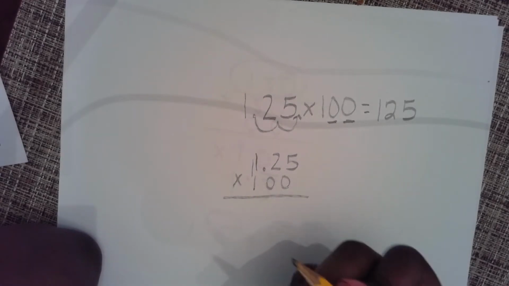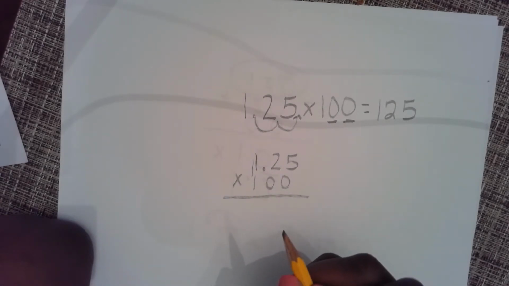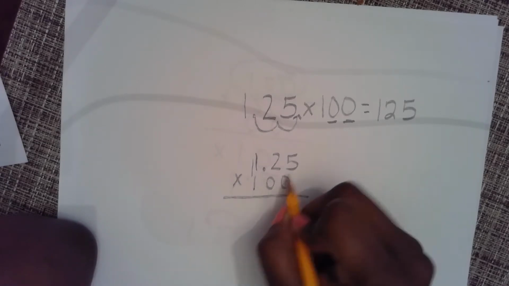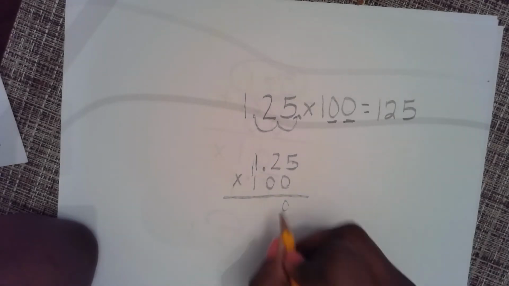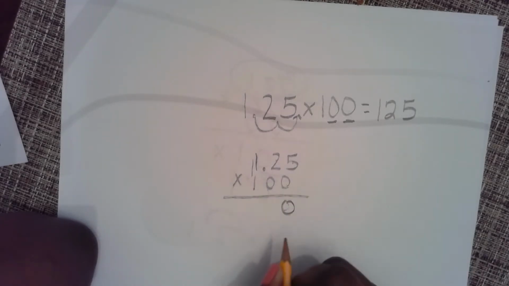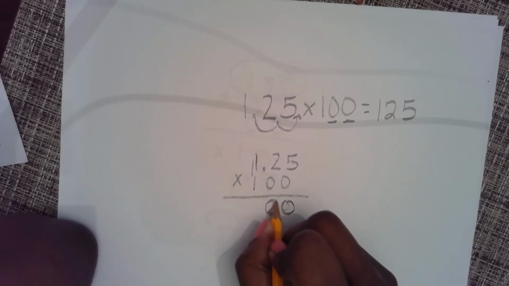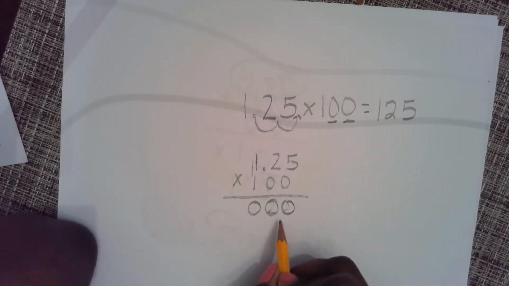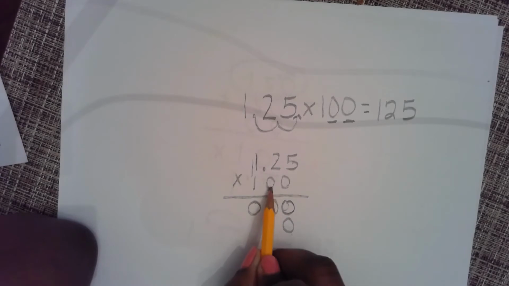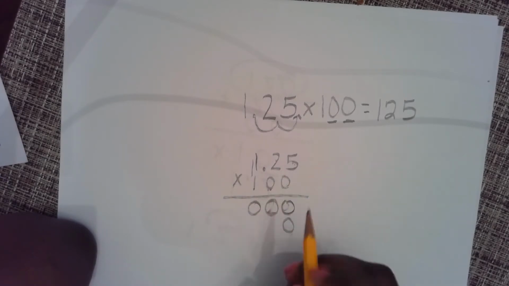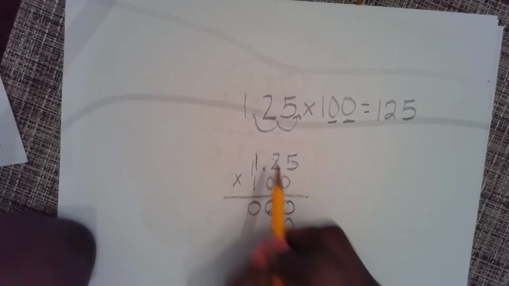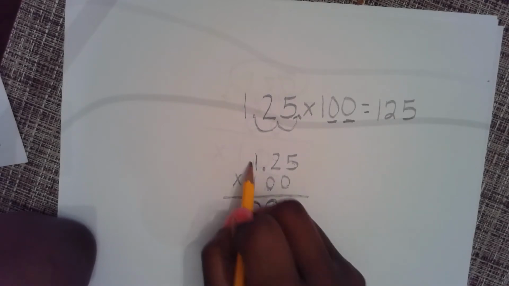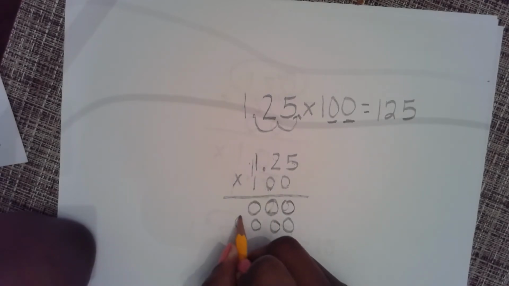Starting with the ones value, you are going to multiply your decimals. They do not have to line up. You multiply like normal. So 0 times 5 is 0. 0 times 2 is also 0. 0 times 1 is 0. Now my placeholder needs to go on my ones because now I'm starting with my tens value. 0 times 5, 0. 0 times 2, 0. 0 times 1, also 0.